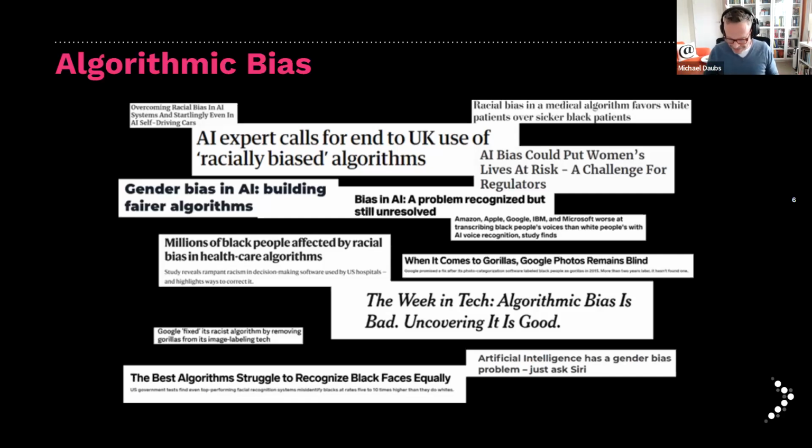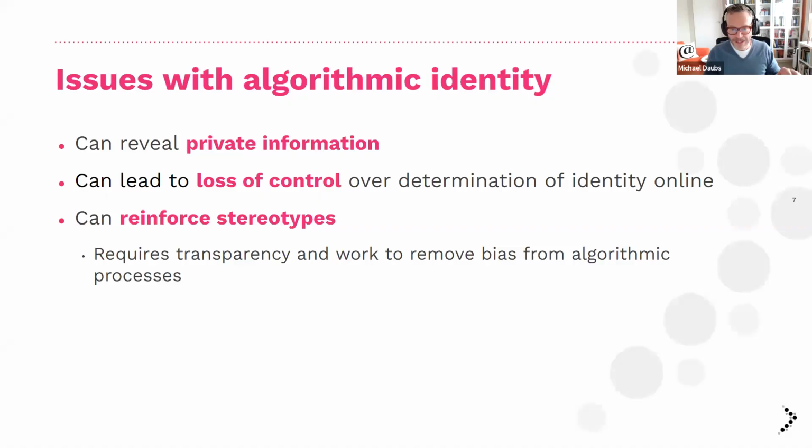So just to summarize really briefly, there are some issues with algorithmic identity, to put it quite mildly. Our algorithmic identity may include things like inferred private information that people didn't intend to reveal. It means, according to some scholars anyway, that people are increasingly losing control over their own identity definition on platforms. And algorithmic identity can reinforce stereotypes that lead to or exacerbate discrimination, particularly against minority, marginalized, and at-risk groups.